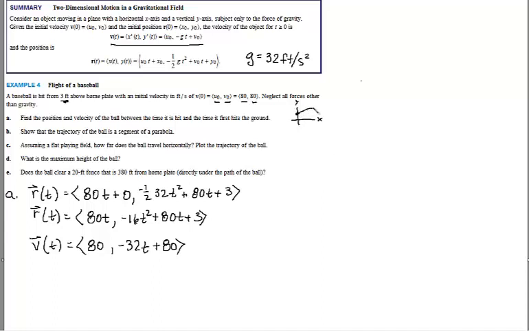Okay, and it's going to look somewhat like this if I carry this all the way out. This is going to be the path of the ball. B says show that the trajectory of the ball is a segment of a parabola. So what I'm going to do is note that x equals 80t for the position and y equals -16t² + 80t + 3.